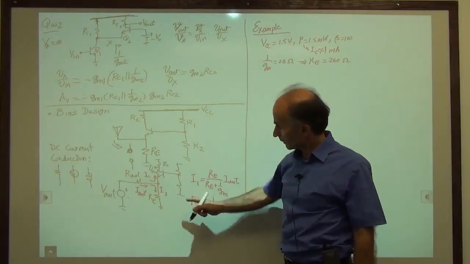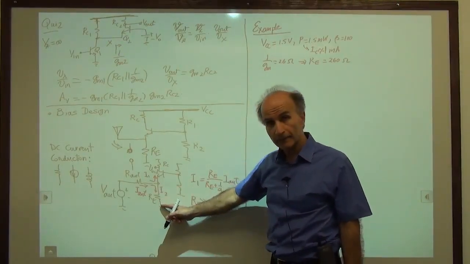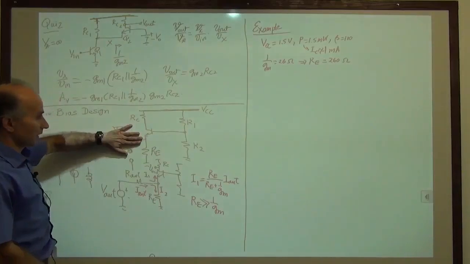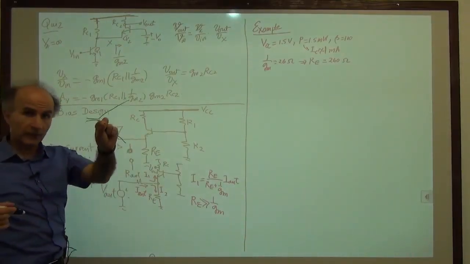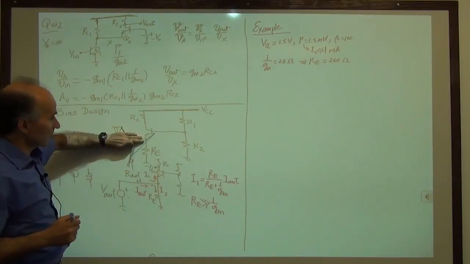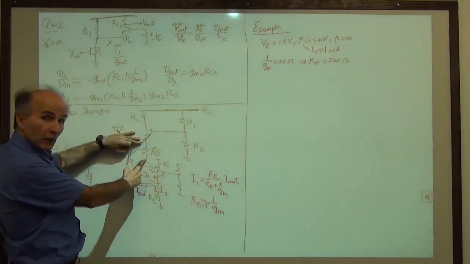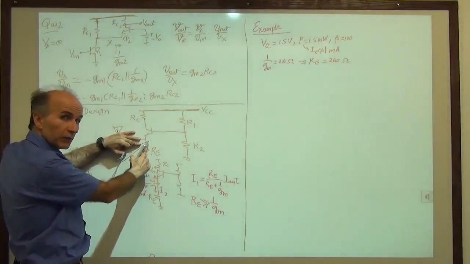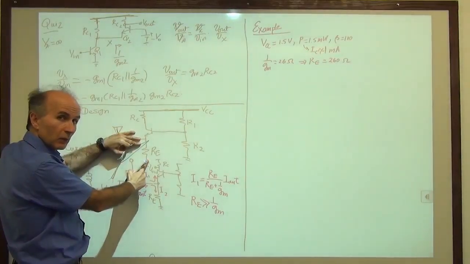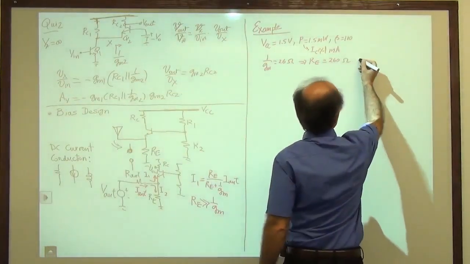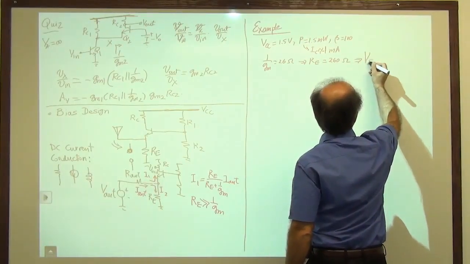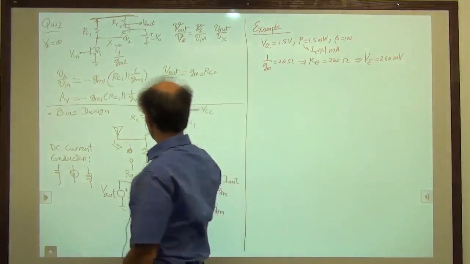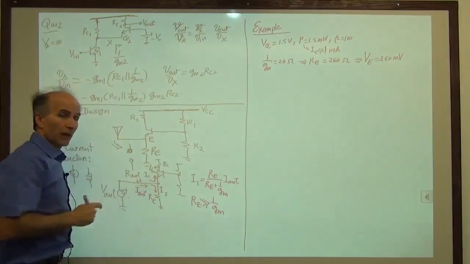Okay, how much is the drop across RE? The DC drop, before any signal comes in. Just imagine the antenna is not here, right? The antenna is an open circuit anyway for DC. RE is 260 ohms, and I'm allowing a collector current of 1 milliamp through it. So the voltage from here to here is 260 millivolts. So VE is 260 millivolts, the emitter voltage with respect to ground.